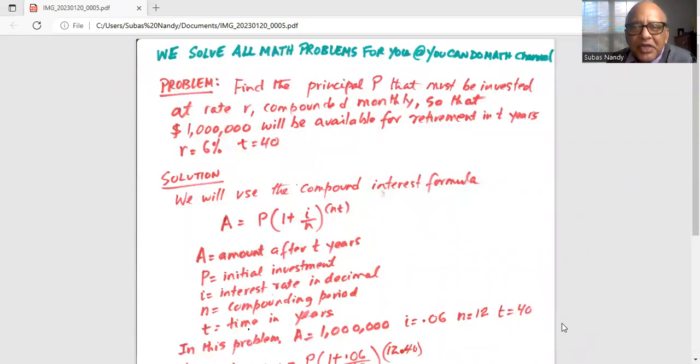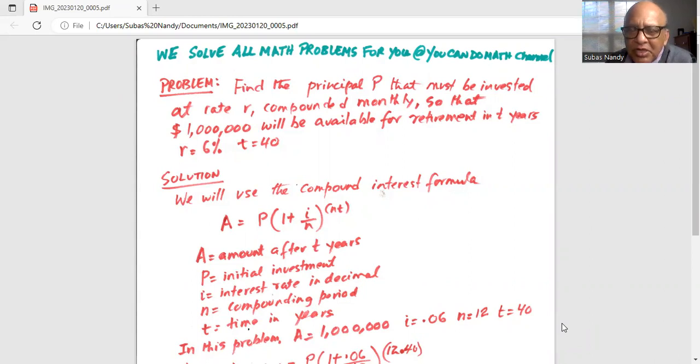Find the principal P that must be invested at rate R compounded monthly so that $1 million will be available for retirement in T years. Rate is 6%, T is 40 years.